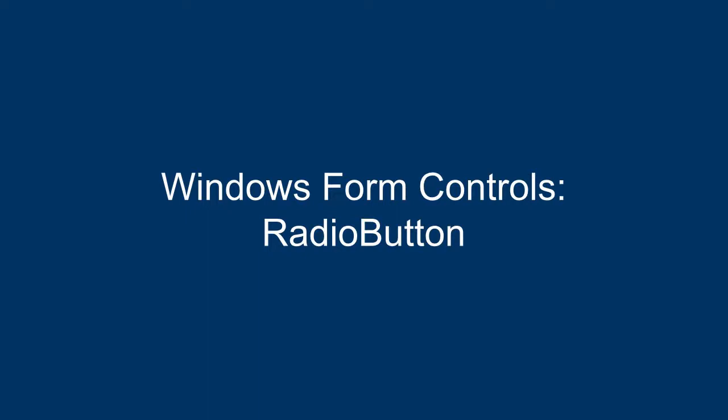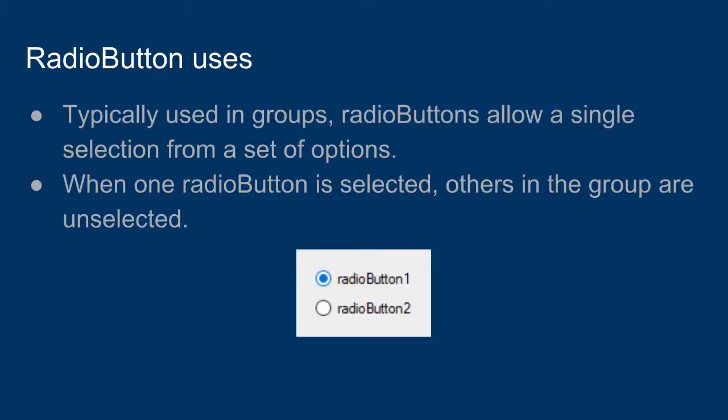In this video, we will look at the radio button control for Windows Form applications. The radio button is typically used in a group with other radio buttons, and a radio button allows the user to select a single selection from a set of options. So when you have a group of radio buttons together, when one radio button is selected, all of the others in the group are unselected. So only one radio button option in a group can ever be selected.